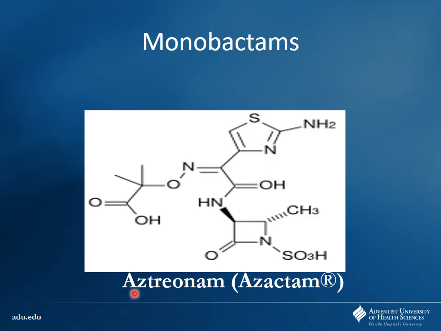So that's it for the cephalosporins. We're going to then move on and talk about our monobactams. There's only one drug in this category, and this is going to be called aztreonam or Azactam. Again, you can still see the beta-lactam ring right here. The only differences are going to be the R side chains that differentiate it from the other beta-lactam drugs.